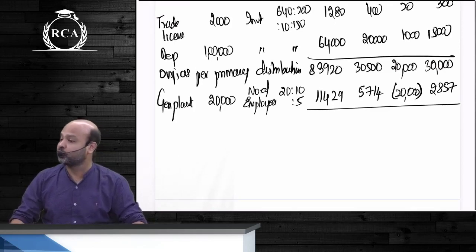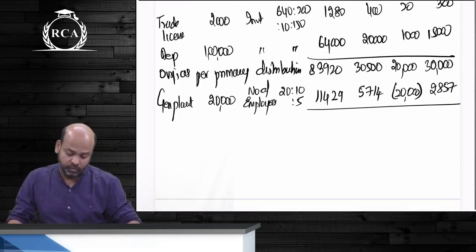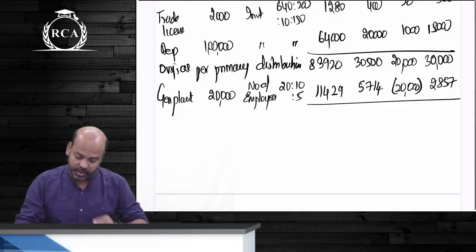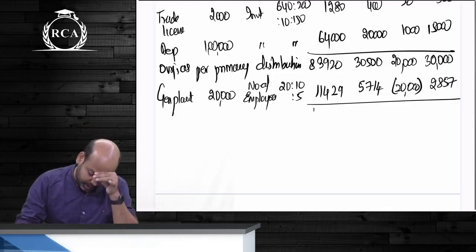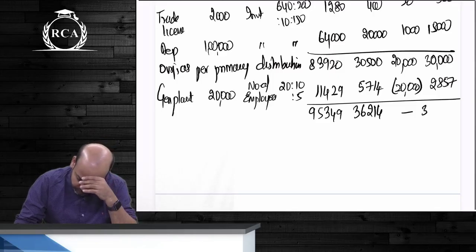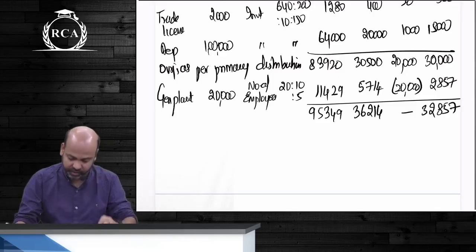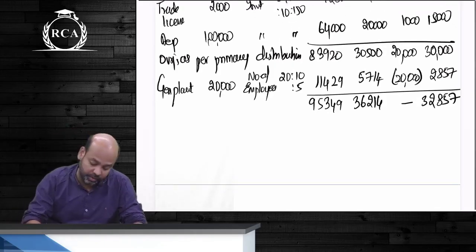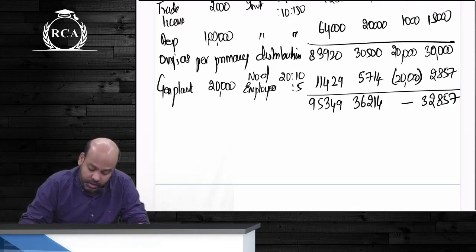शशांक तेरा आंसर मैच हो गया वो? This will become beta 84,000, 94,000, 95,349. This will be 36,214. This will be 0. This will be 32,857. This amount beta you will now be distributing. This is general plant. नहीं, general plant हो गया.